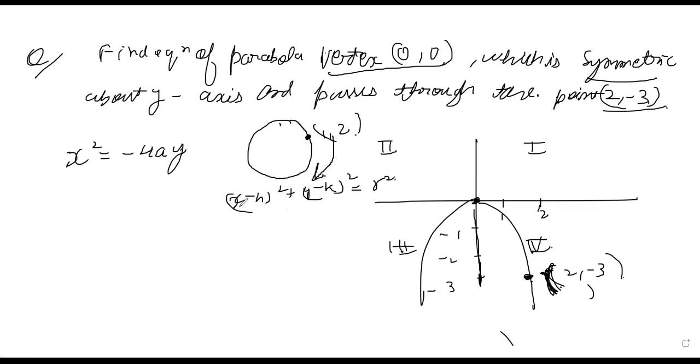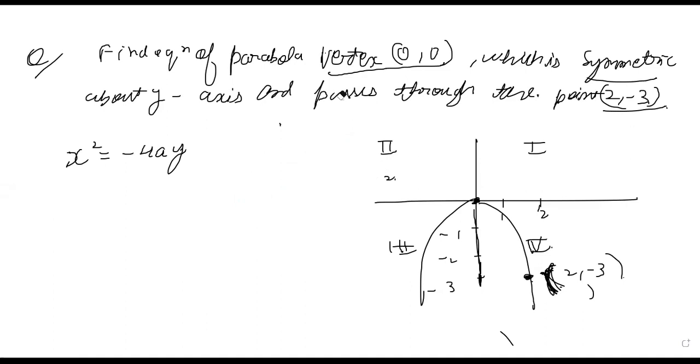Yes, sir. In place of x and y we put x 1 and 2. Similarly, in this question, we have given the parabola passes through 2, -3, which means that 2, -3 will satisfy this equation, because this point is on the parabola. So if this is x squared equals to minus 4ay, then this point lies on this equation, which means this point will lie on this parabola also, can satisfy.